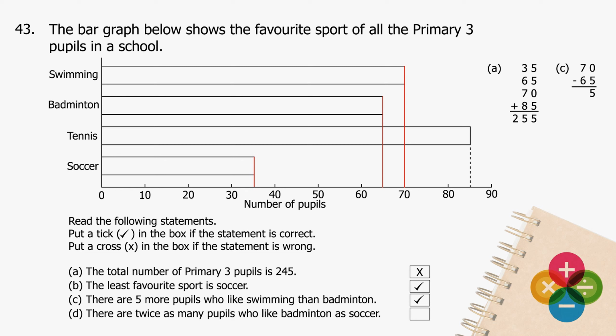Statement C is correct. The number of pupils who like badminton is 65. The number of pupils who like soccer is 35. Statement D is wrong.